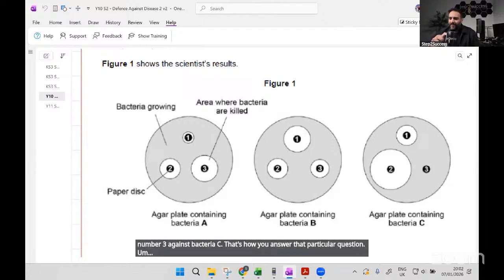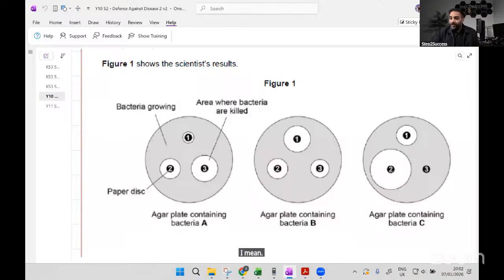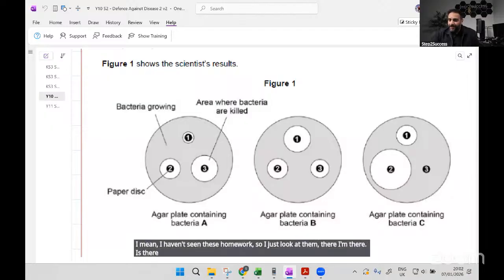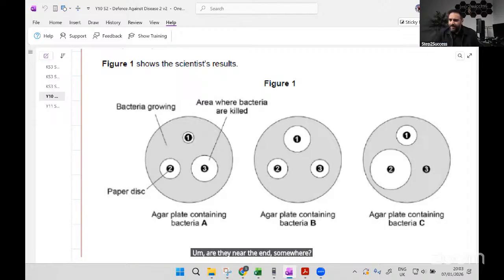The Defina question, I don't know what that means. What does that mean? I haven't seen these homeworks, so I just look at them there and then. Is there a question number associated with that? Are they near the end somewhere?